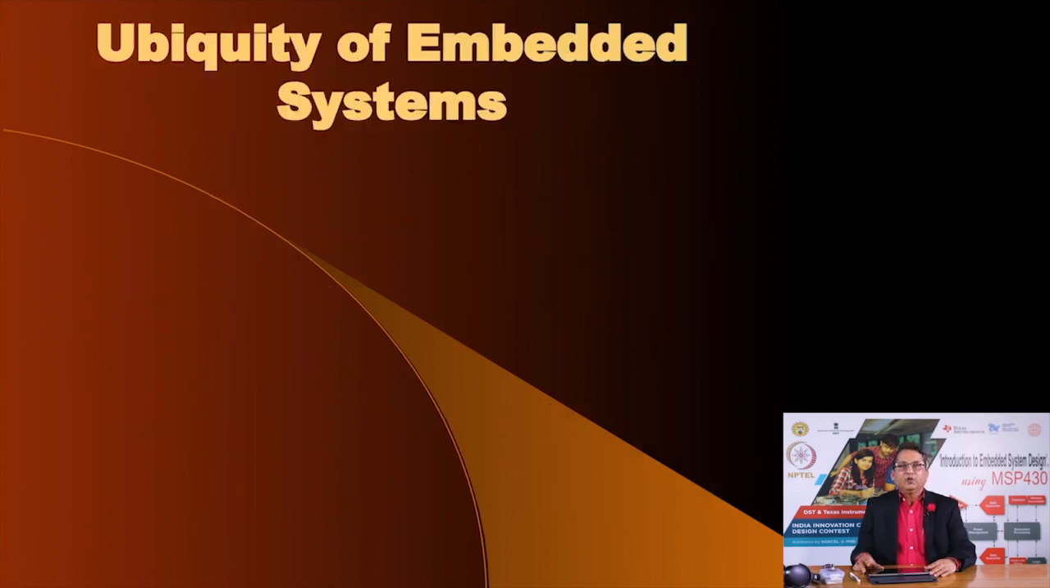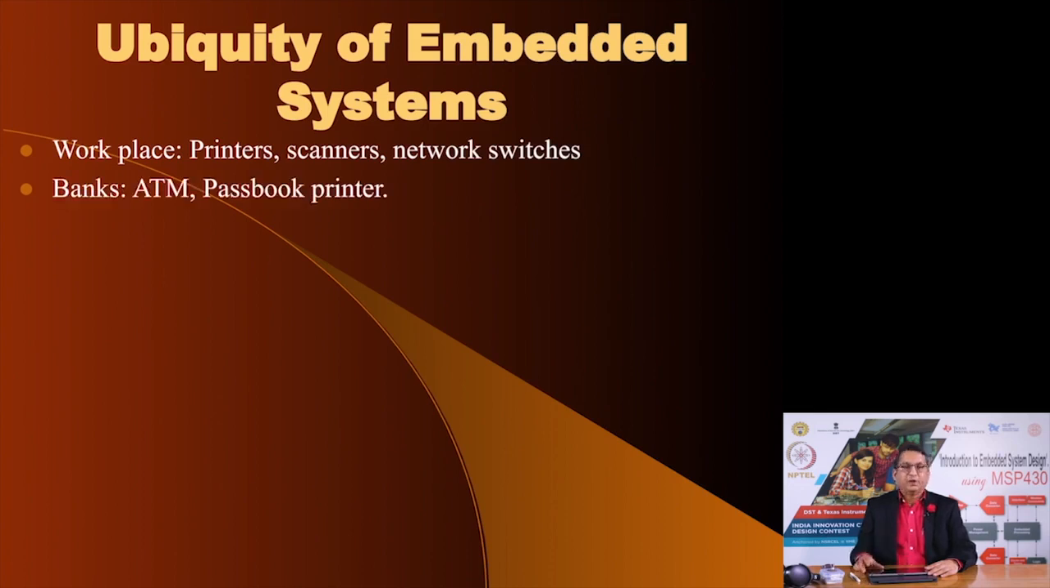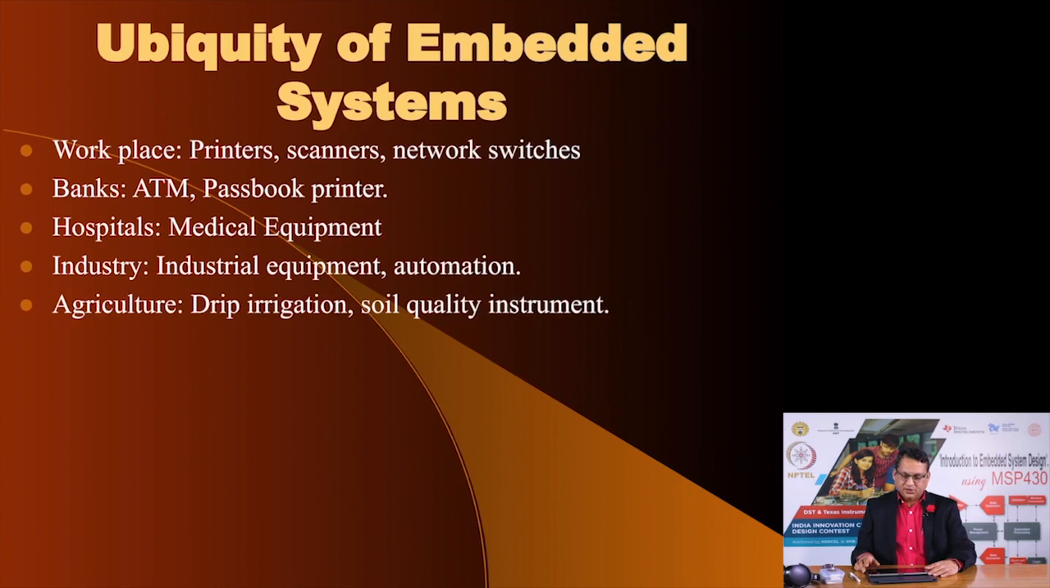Let us see how ubiquitous embedded systems are. In our daily life, we encounter embedded systems at home, at work, around us all the time, and I have put together a list of such devices. At the workplace, we use printers, scanners, network switches. In the banks, we use ATMs, passbook printers. In hospitals, we have all kinds of medical equipment. In industry, we have industrial control systems, automation devices. We also have agriculture, in which drip irrigation systems and equipment to test soil quality are examples of embedded systems. In the supermarkets, we have point of sale terminals, and scanners for scanning the commodities that you buy.